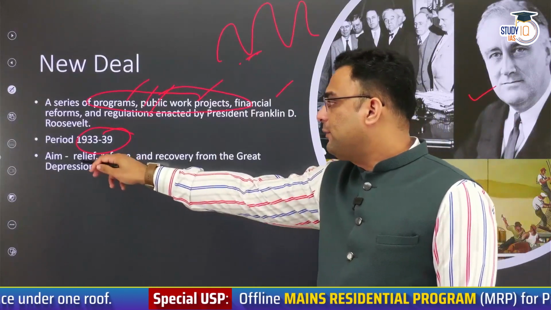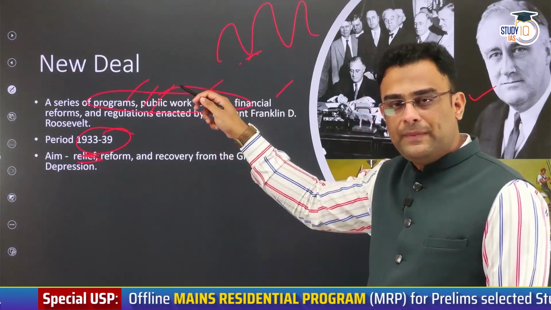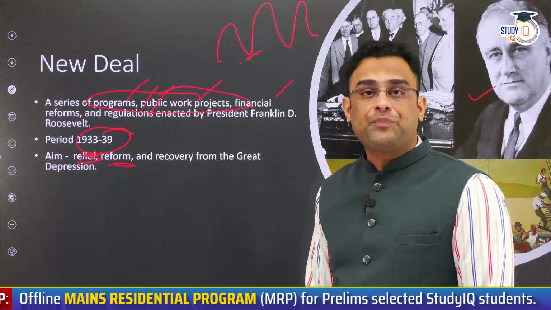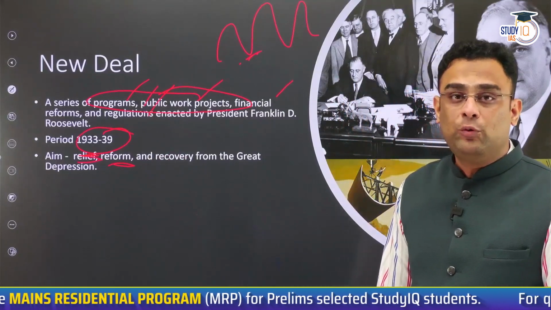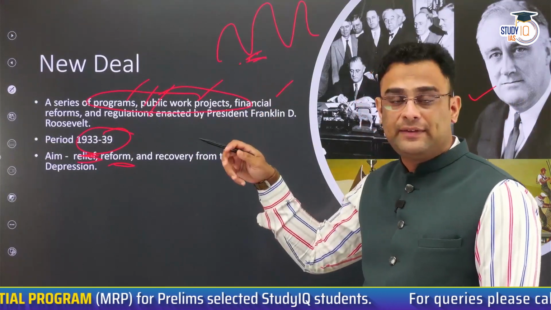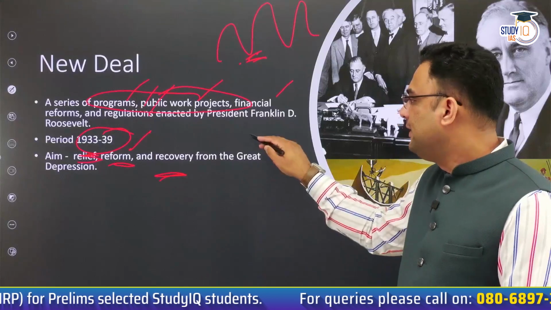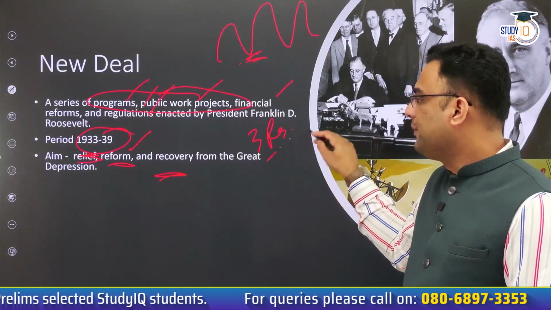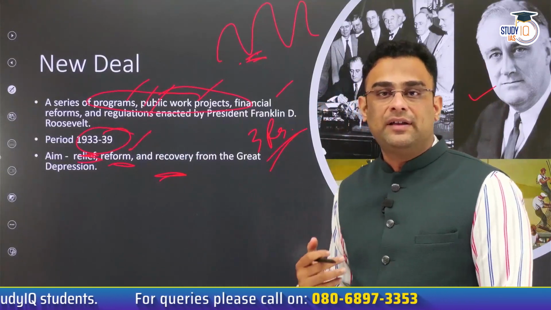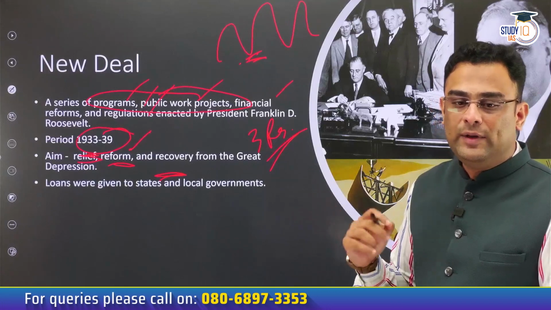The aim of these programs was to provide relief to people who were suffering because of the depression. Then reform the economy, because there were many gaps or loopholes in the functioning of the economy which had led to this crisis in the first place. Therefore, reforming the economy and recovery. Remember these 3 R's, they come in handy for generating points. Recovery, that is coming back to the earlier situation. 3 R's were the goal of this new deal.